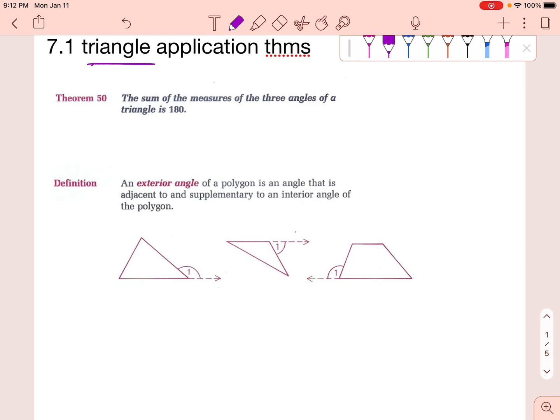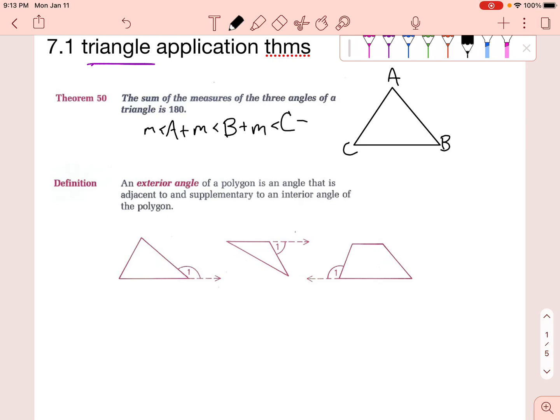So the first theorem is theorem 50. I know you guys love your theorems, and if you take a look at this, you already know it. Theorem 50 says that if you have a triangle, the three angles in the triangle, so angles A, B, and C, the measure of angle A plus the measure of angle B plus the measure of angle C is always going to be 180 degrees. Again, the three angles of a triangle will always add up to 180 degrees. I know we already know this.